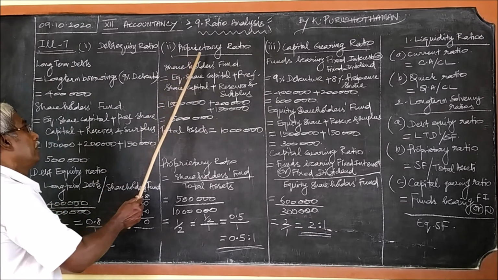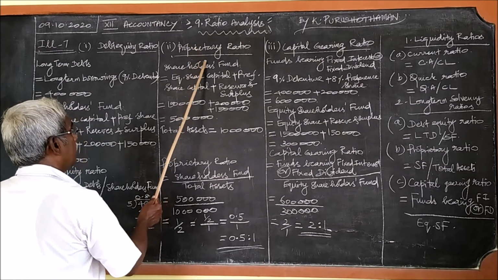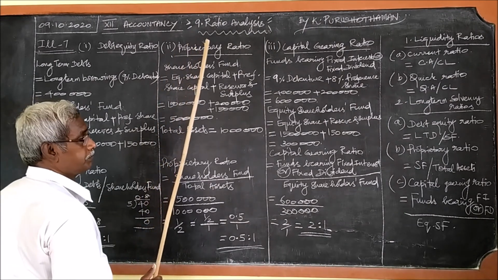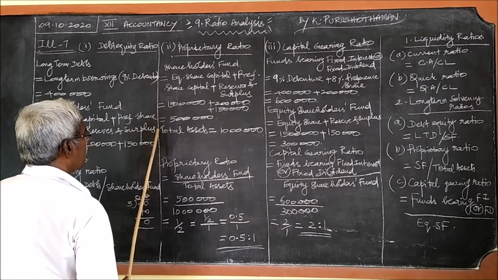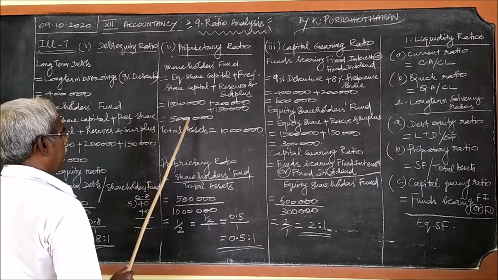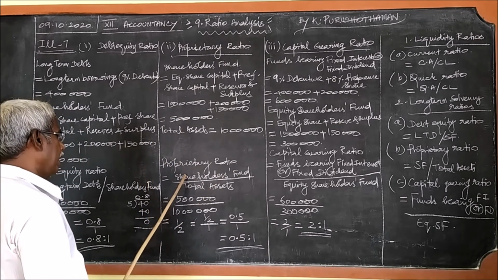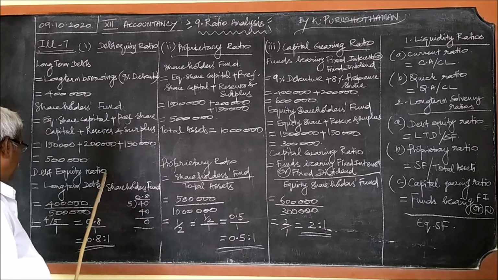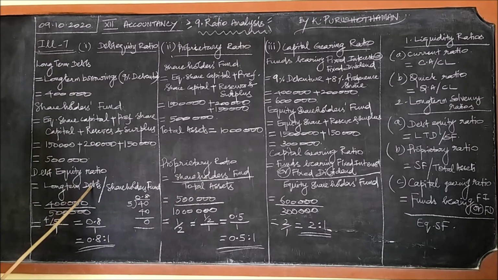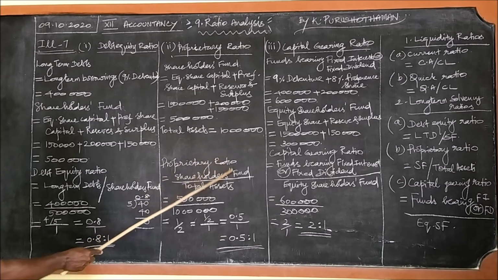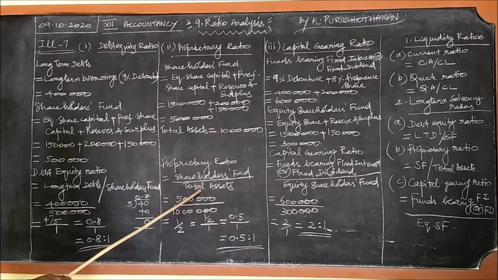Then second type of ratio is proprietary ratio. You should remember this also. What is this proprietary ratio? Proprietary ratio is equal to shareholders fund by total assets. You can compare, you can correlate the formula. Long-term debts by shareholders fund, this denominator will become the numerator here in the proprietary ratio. Shareholders fund, denominator total assets.